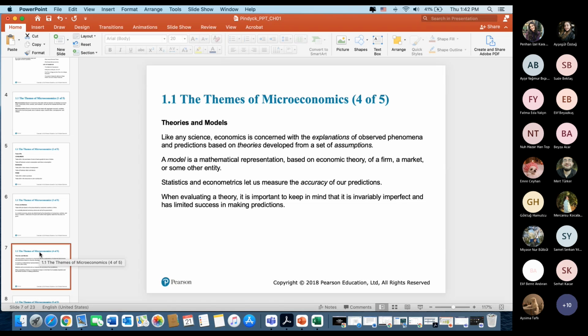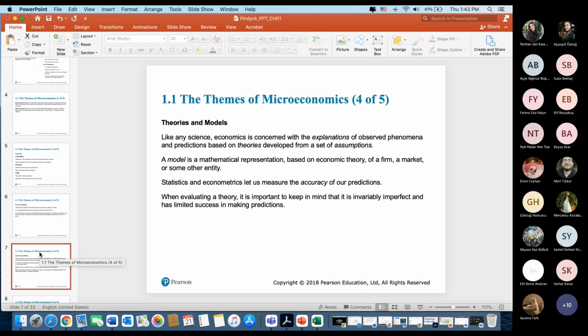And theories and models. Do you have any idea about this? What are theories? What are models? What kind of models or theories? Econometric, of course. Econometric.